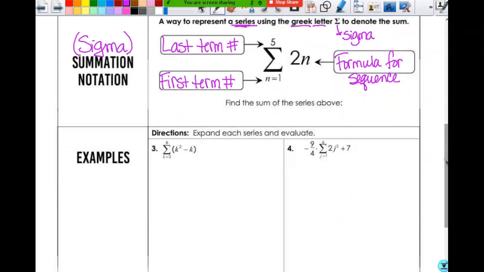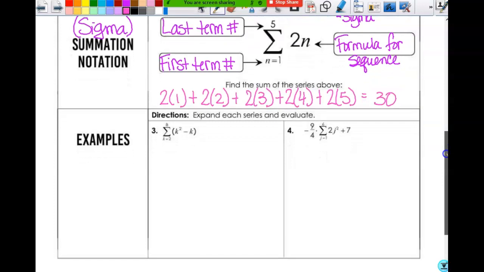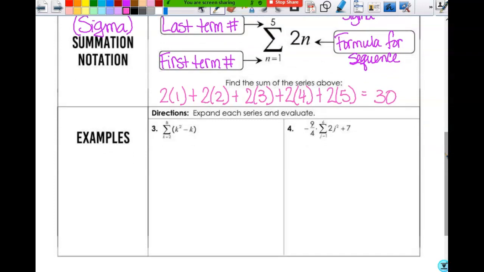So if I want to find the sum of this, what this is telling me is I want the sum of terms 1 through 5, and this is my little formula here. So this will be 2 times 1 plus 2 times 2 plus 2 times 3 plus 2 times 4 plus 2 times 5, and when you add all that up, you get 30. Everybody good with that? Understand what our notation means?